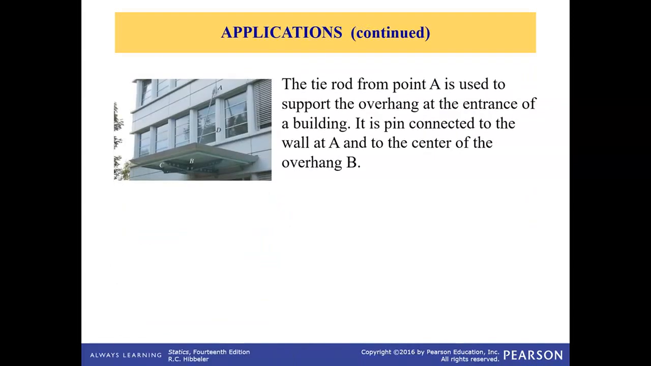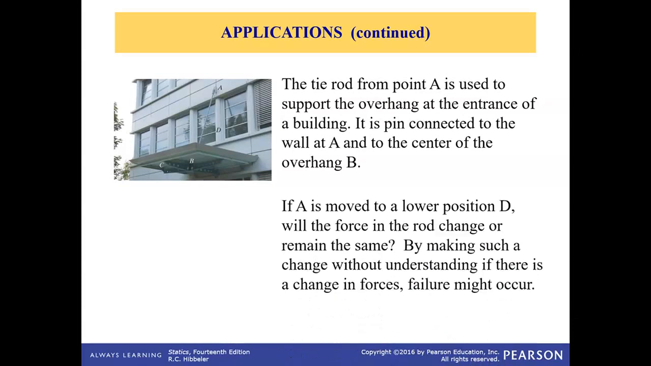The tie rod from point A is used to support the overhang at the entrance of a building. It is pin connected to the wall at A and to the center of the overhang at B. So it's talking about this tie rod. It's connected here and here. If A is moved to a lower position D, will the force in the tie rod change or remain the same? And the answer is it will change.